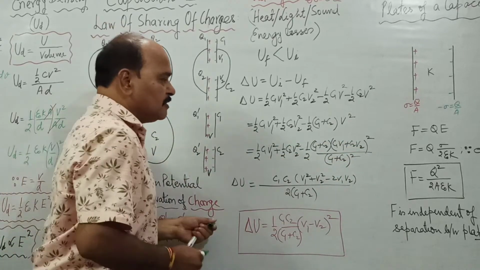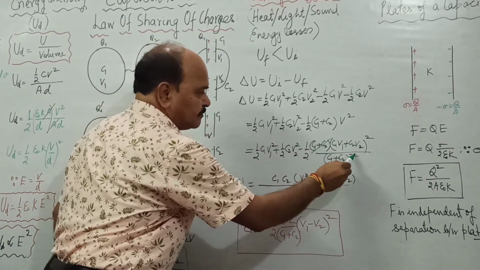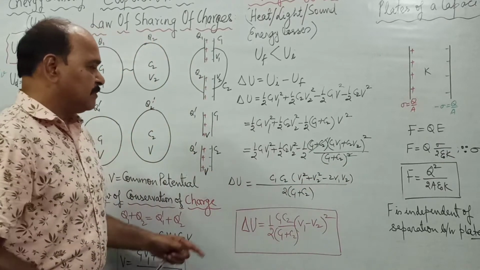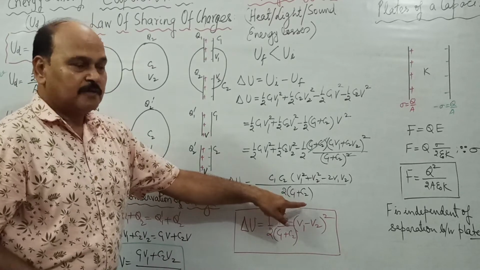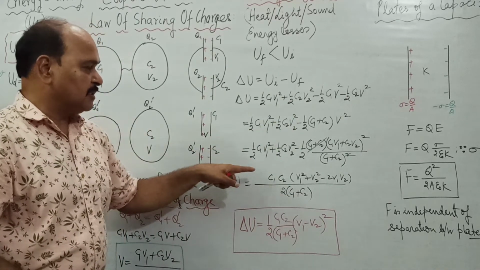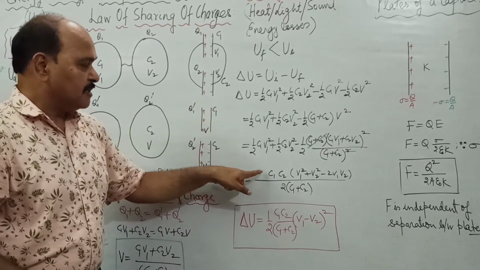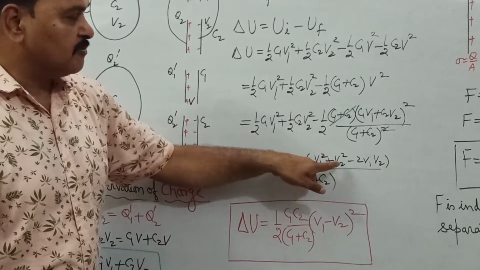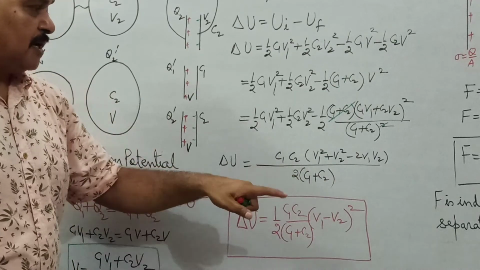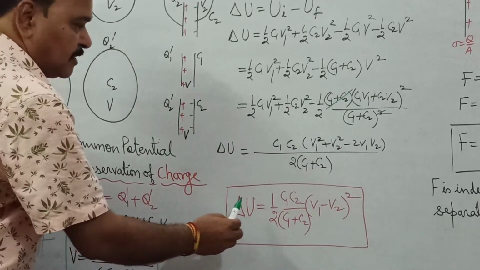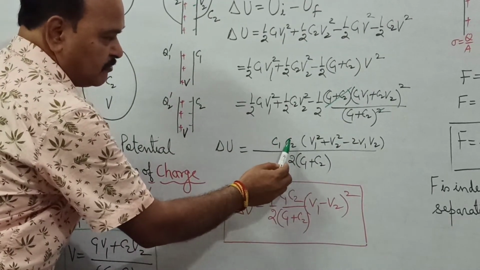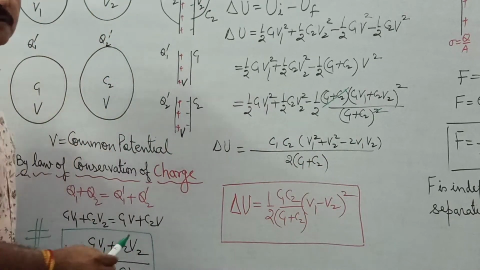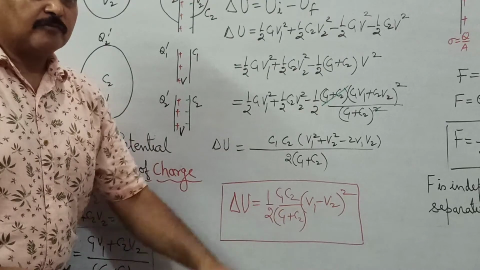See, one power of C1 plus C2 cancels out here. Here we get 2 (C1 plus C2) in the denominator. If we take the LCM, which is 2 (C1 plus C2), and solve this expression, what do we get in the numerator? We get C1 C2, and in the bracket we get V1 square plus V2 square minus 2 V1 V2. If we solve it further, we get 1 upon 2 C1 C2 upon C1 plus C2 times (V1 minus V2) whole square, or you can say the difference of V1 and V2 squared.